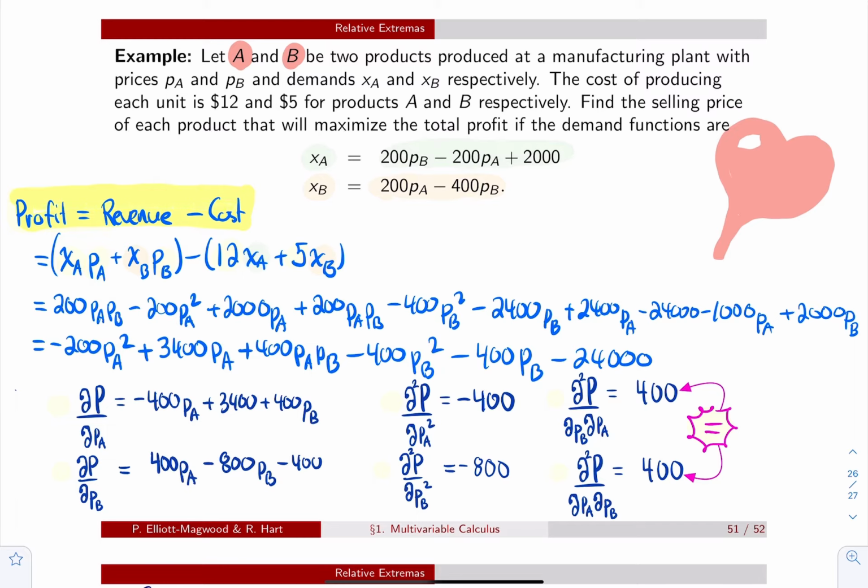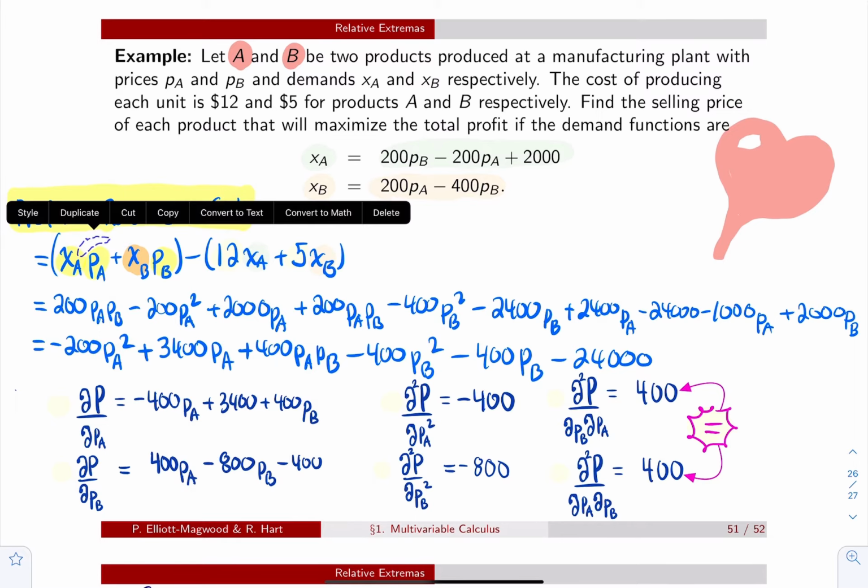Profit is always revenue minus cost. So what is our revenue? For product A, if I'm selling X_A amount of product A at P_A dollars, then the revenue for product A is going to be X_A times P_A. For product B, if you're selling X_B of them at price P_B, your revenue is going to be X_B times P_B. So your revenue for both combined is X_A P_A plus X_B P_B.